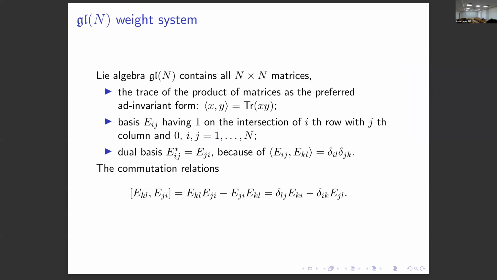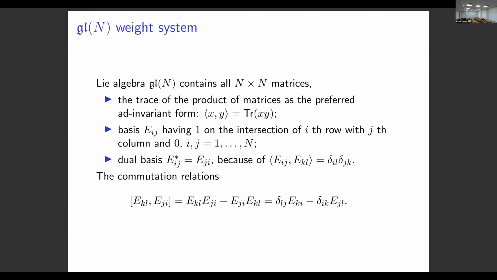And I'm going to talk about the Lie algebra gl_N. The Lie algebra gl_N is first a vector space of all the N times N matrices, and for the ad-invariant bilinear form we take, for two matrices x and y, the trace of xy. Here xy is just the product of the matrices.